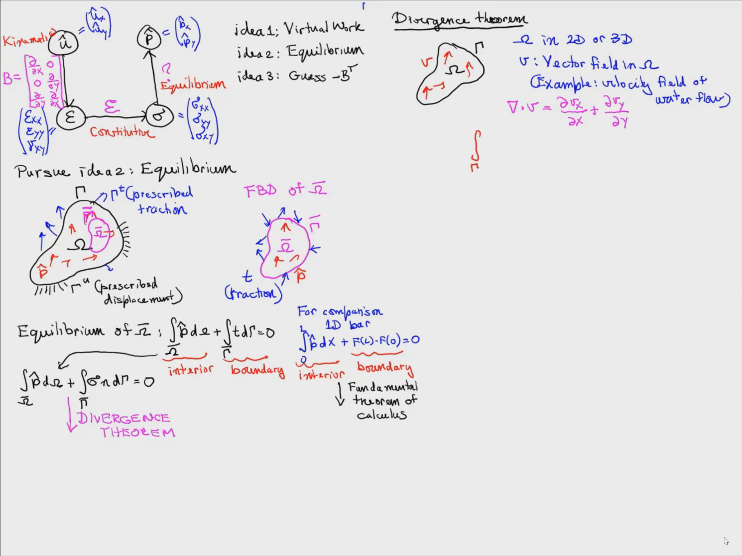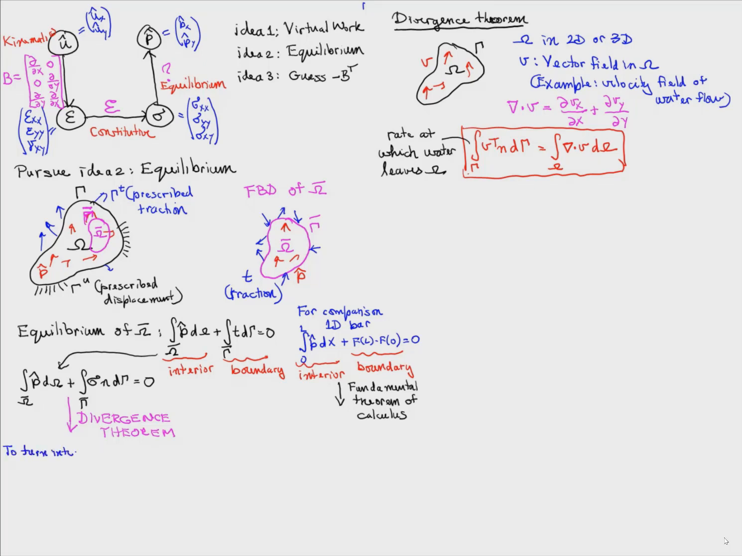And what the divergence theorem states is the integral over the boundary of v dot n, where n is the unit normal vector field, equals the integral over the inside of the divergence of v. So the meaning of the boundary integral is the rate at which water leaves the region, and you can see why that interpretation makes sense.